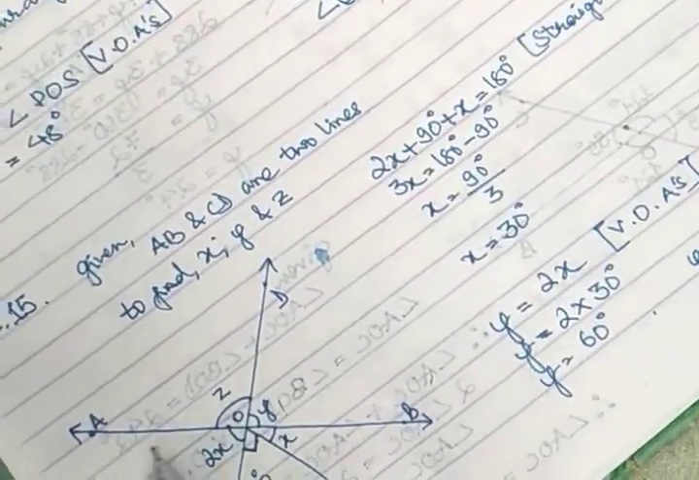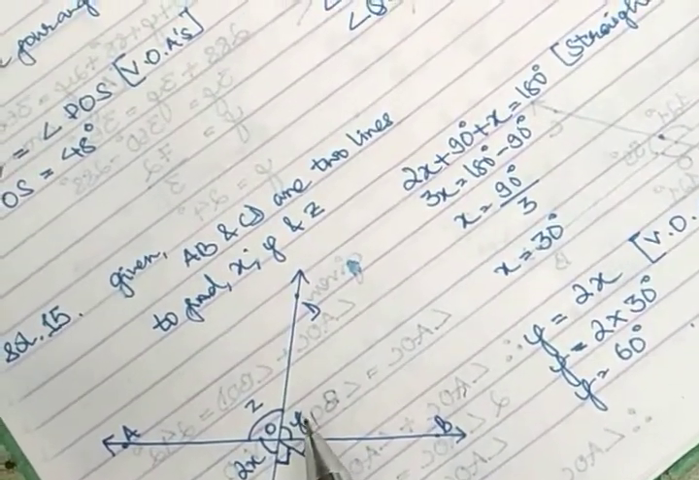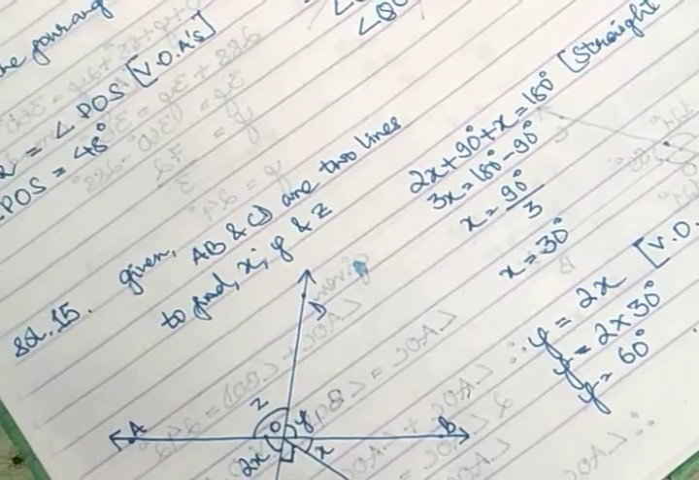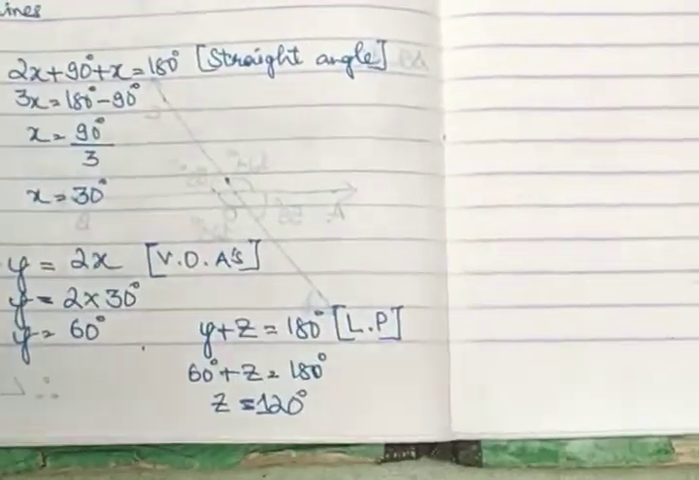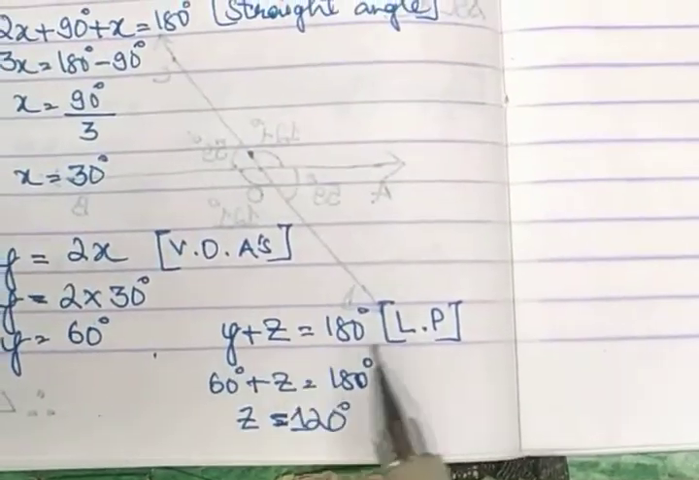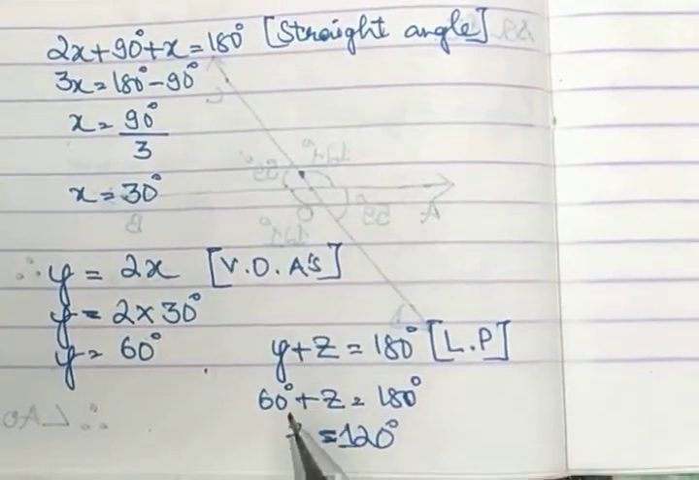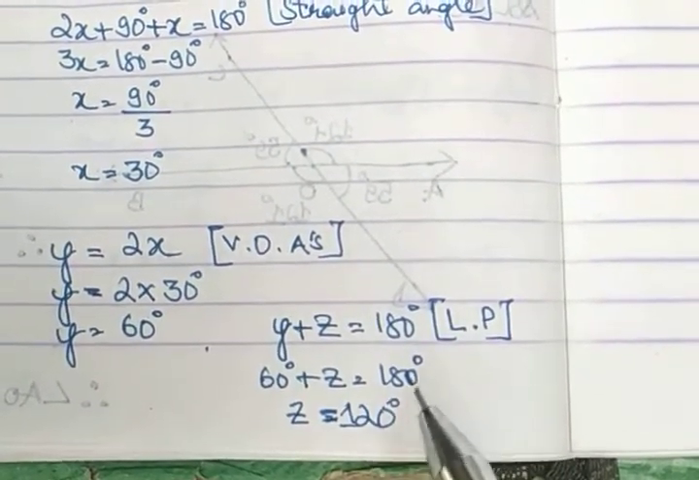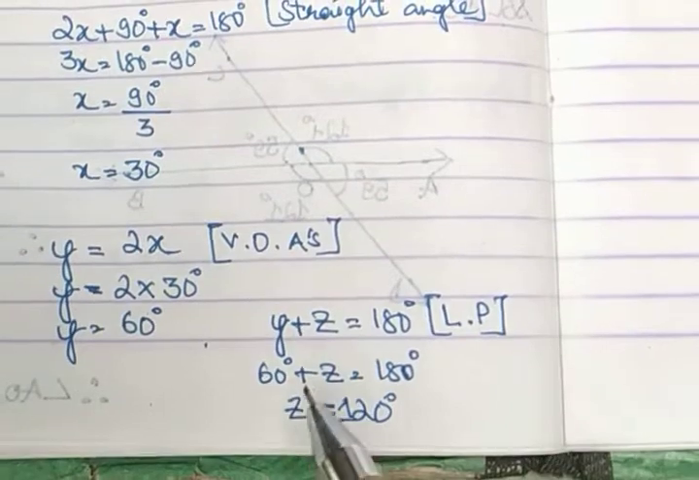Now after that, again AB is a straight line, isn't it? It's been divided into 2 sections, angles y and z. Now what do we know about that? When we add these 2 angles, we'll get 180 degree, and the reason is linear pair. So y plus z equals 180 degree, that is linear pair. Now the value of z we need to figure out. We got the value of y as 60 degree, so I have substituted 60 here. Now this 60 goes to the other side, it subtracts from 180 degree. So 180 degree minus 60 degree will give us 120 degree. And we got the value of z as 120 degree.